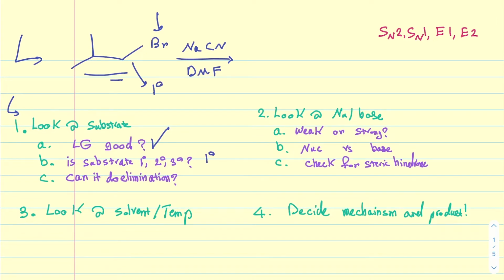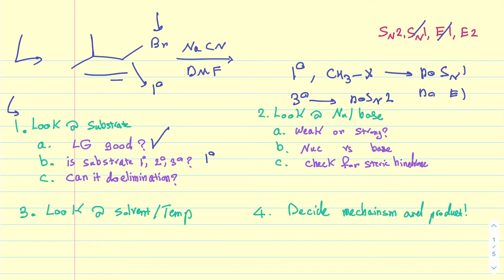And the reason why that is important is because that can limit the choice of mechanisms that I have. For instance, I know that primaries and methyls cannot form carbocations, so no SN1 and no E1. On the other hand, I know that tertiaries cannot do SN2, for instance. Now that I have a primary alkyl halide, SN1 and E1 are out, so it's between SN2 and E2. Can it do elimination? Meaning, is there a hydrogen adjacent to the leaving group? Yes, it can do elimination, so we cannot rule out E2 at this point.